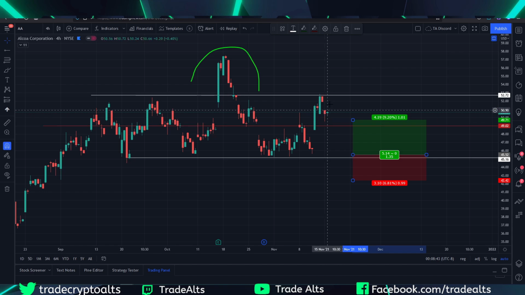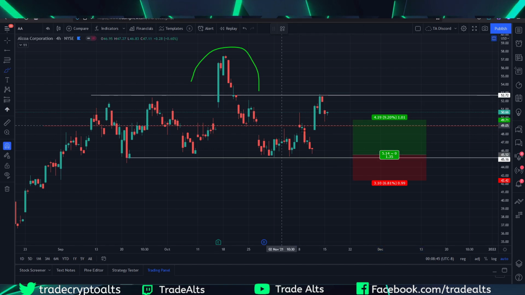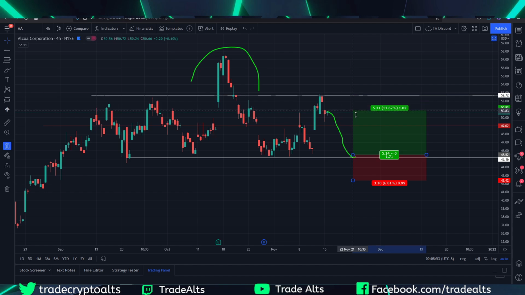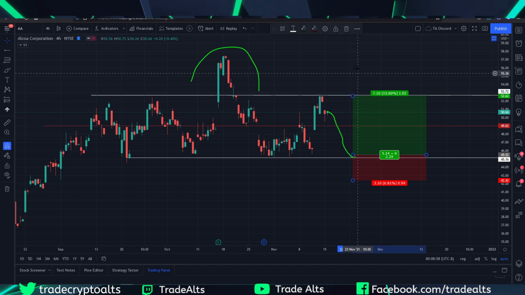Where's my invalidation going to be? It's if price starts to do this. So let's say price comes down here. I'm filled. So now I'm long. I guess I should just do this so you can see. My target would be, so target 1 would be the midpoint of the range. Target 2, the high of the range.